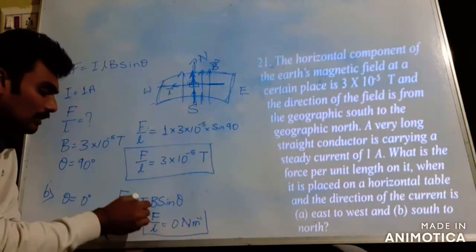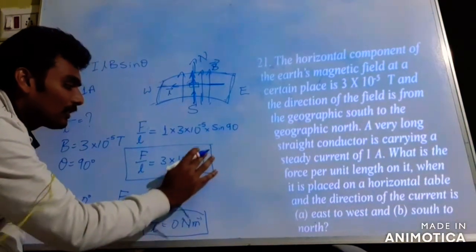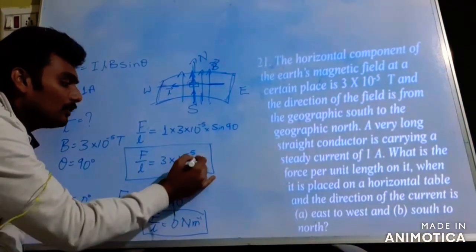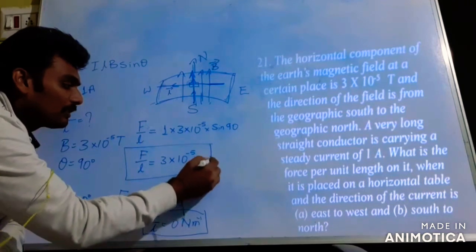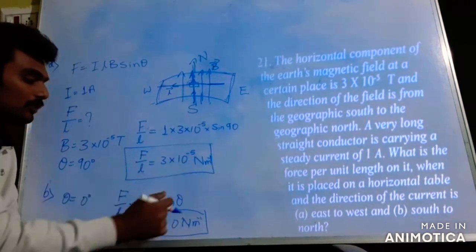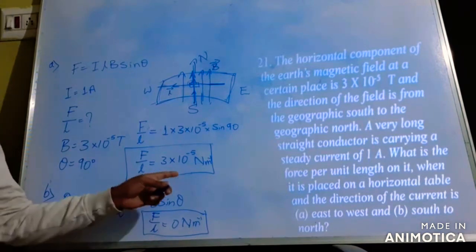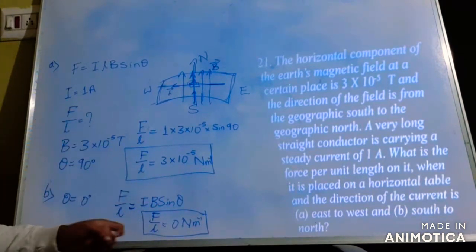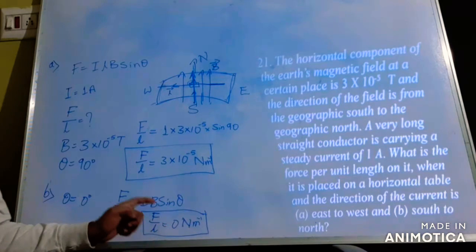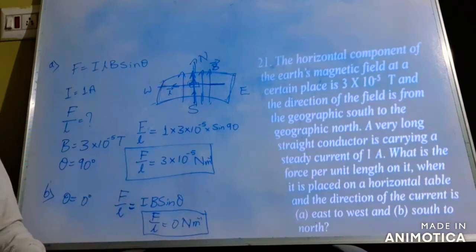Here also the unit I took as Tesla, it's not Tesla. It is Newton per meter, force per unit length. So here it is 3 into 10 to the power of minus 5 Newton per meter in the first sub question, and it is 0 Newton per meter in the second sub question. So this is about the 21st question.